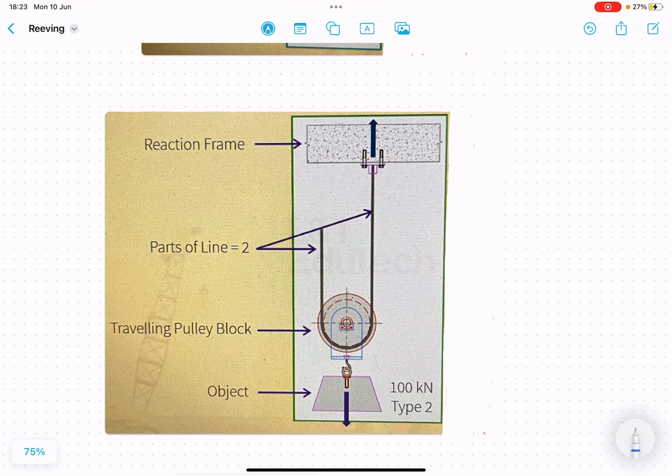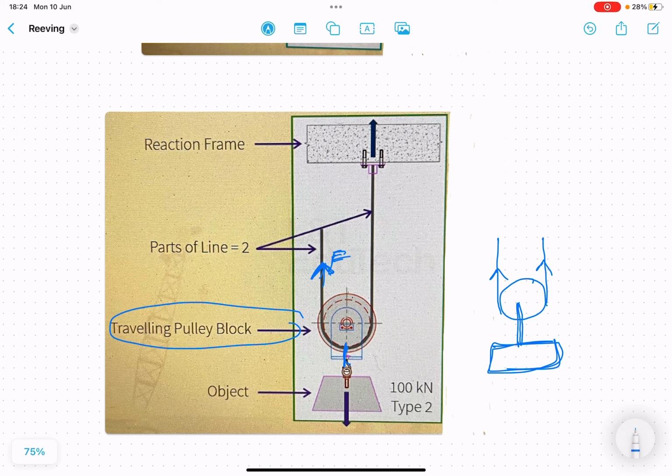Now we move on to the second case. Now we are putting effort over this. The effort is lifting up, the person is lifting from this side. Now if we draw the FBD of this load, these two rope wires are there, and this load is being lifted up by two wire lines. The load is equally distributed on these two wire lines. This is the traveling pulley block, and it is simply lifted up.